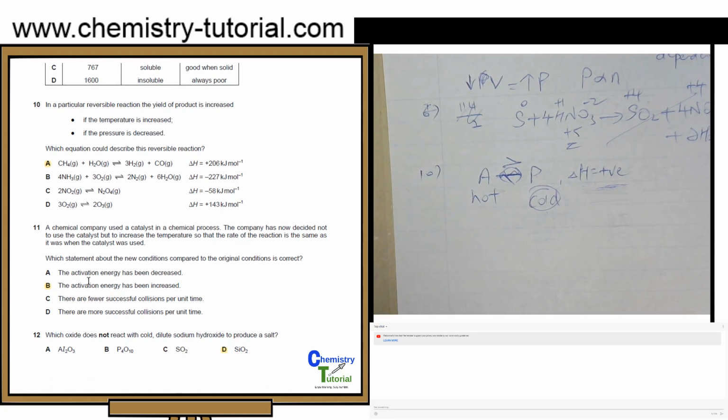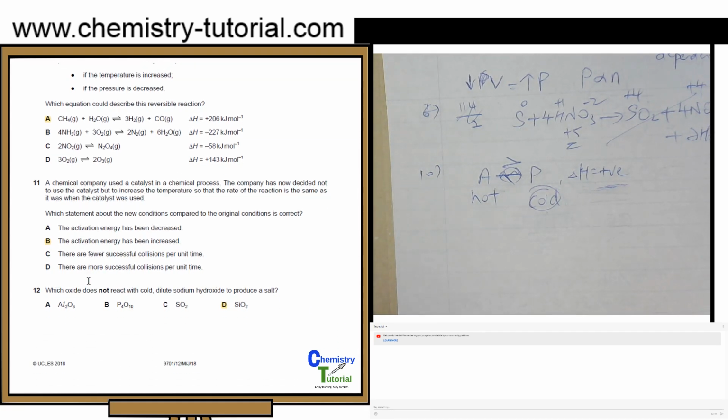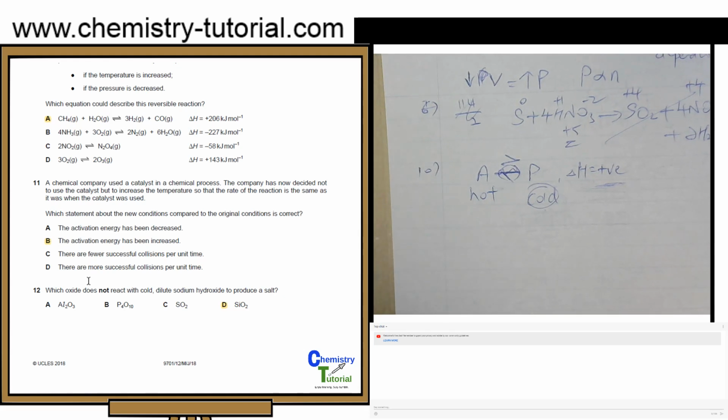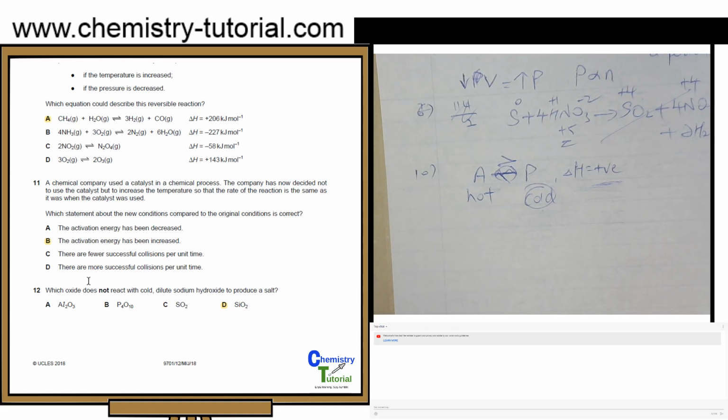For question 11, a chemical company used a catalyst in a chemical process. The company has now decided not to use the catalyst, but to increase the temperature so that the rate of the reaction is the same as it was when the catalyst was used. Which statement about the new conditions compared to the original conditions is correct?